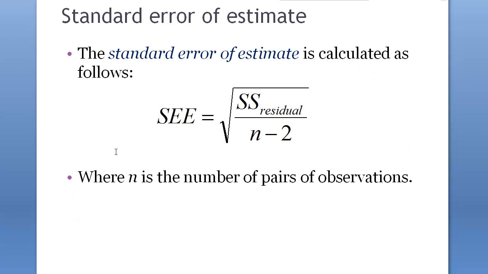So standard error of estimate is calculated as follows. SEE stands for standard error of estimate, and as I say, it's the average of all the differences between the estimate and actual outcome. And how you do that is this.